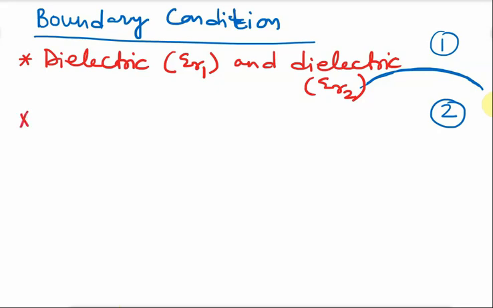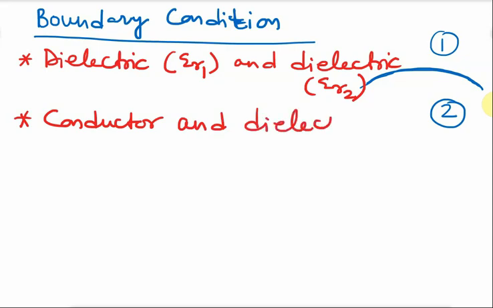Okay, what is the second condition? The second is conductor and dielectric. So in one region there is a conductor, and another region is a dielectric. In that condition we have to determine the boundary conditions. And the third one is conductor and free space.